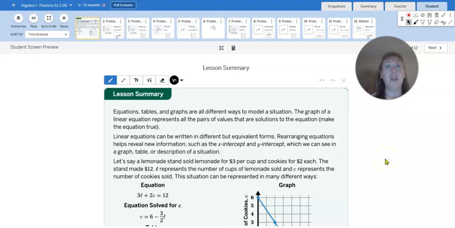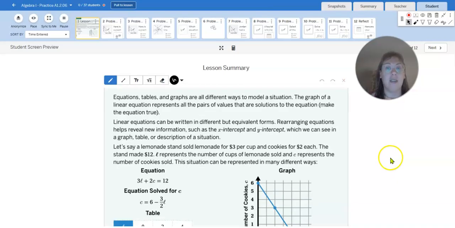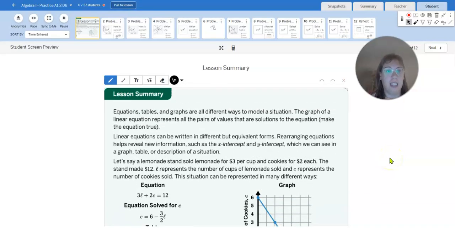Hello everyone. So we are taking a look at the 2.6 lesson practice. So here's our summary. It says equations, tables, and graphs are all different ways to model a situation. The graph of a linear equation represents all the pairs of values that are solutions to the equation, which means if we plug them in, it'll make a true statement.